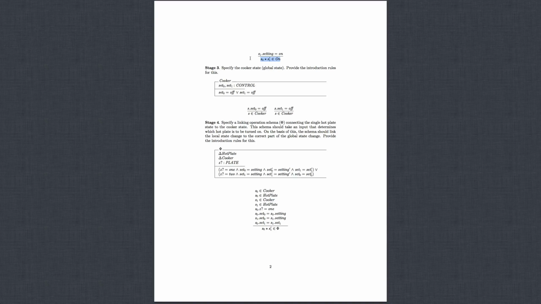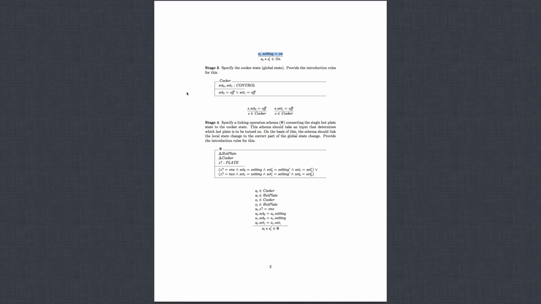So what kind of conditions do we have? Well, once again, the declarations of the observations are in a type called control, so we don't need any premises for them. We only need a premise for the predicate part, which said that setting prime had to be on. In other words, S1 prime dot setting prime is equal to on. So we just have a single premise that looks like that. No problem. Good. Okay.